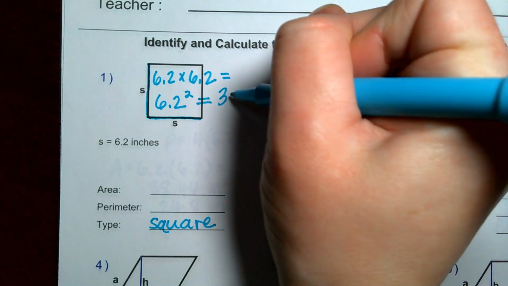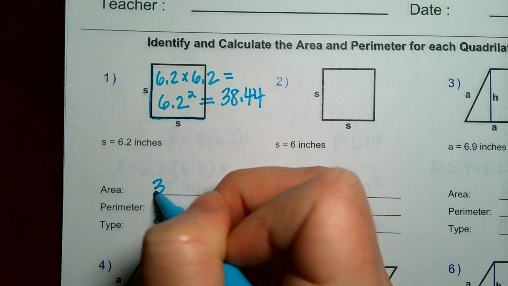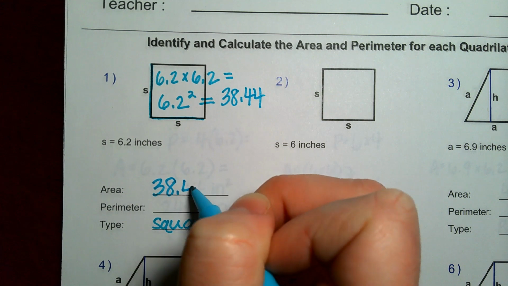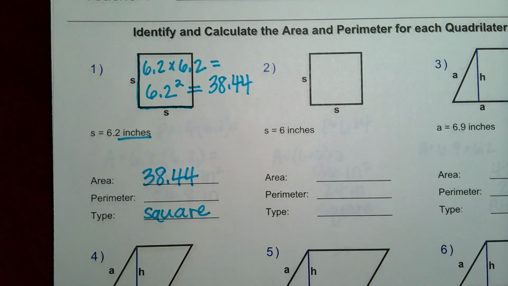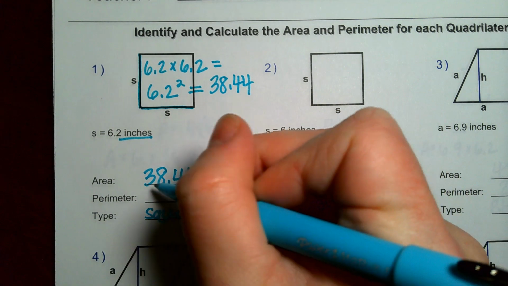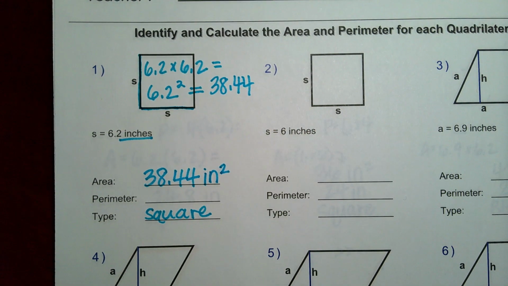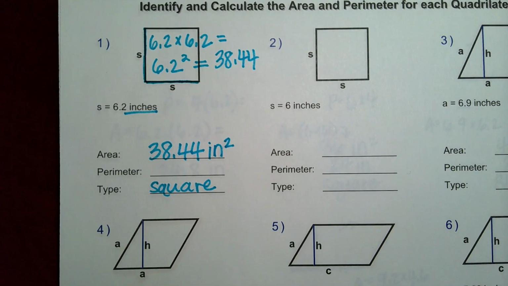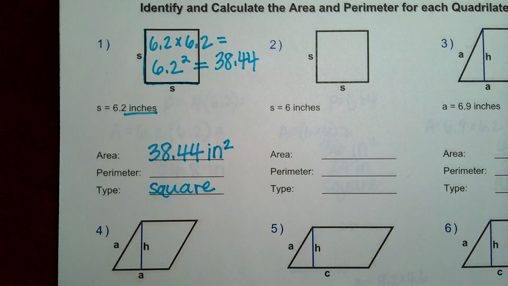So that is going to be our answer for area. And what are my units when I'm looking at area? It's inches to start. Square inches. Yes, square inches. So we write 38.44 inches squared. Inches squared tells us area. Inches by itself is giving us a length or a distance. Got to make sure we write squared if we're talking about area.